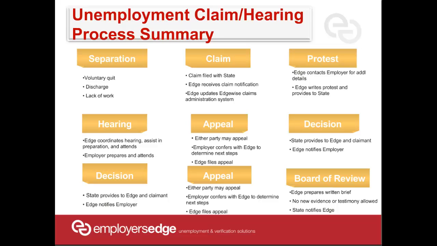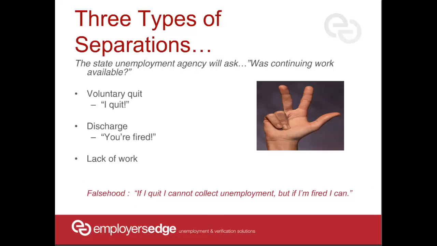There's three types of separations that are adjudicated, and the first thing the unemployment department always asks is, was continuing work available? Now, depending on how you answer that question determines who is the moving party in the separation. Was continuing work available? And you answer yes. Then the unemployment department knows that it was a voluntary quit, and the employee has the burden of proof and must show good cause why they quit. If the answer to that question is no, then the state knows that you were either fired or discharged, or it was a lack of work claim.